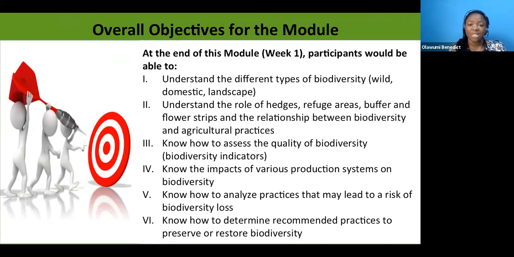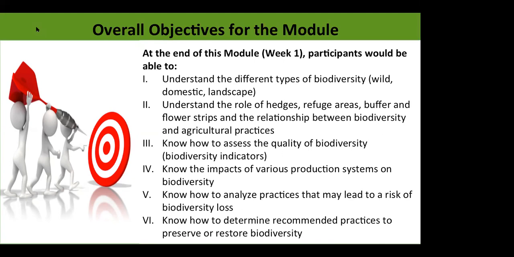The overall objective of this module is that at the end of this module, we want everybody to be able to understand the different types of biodiversity. We have wild biodiversity, domestic biodiversity, and landscape biodiversity. These are different, and our approaches to use them are different. So we are going to learn this during this module. Then we're also going to understand the role of hedges, refuge areas, buffer zones, and flower strips, and the relationship between biodiversity and agricultural practices.